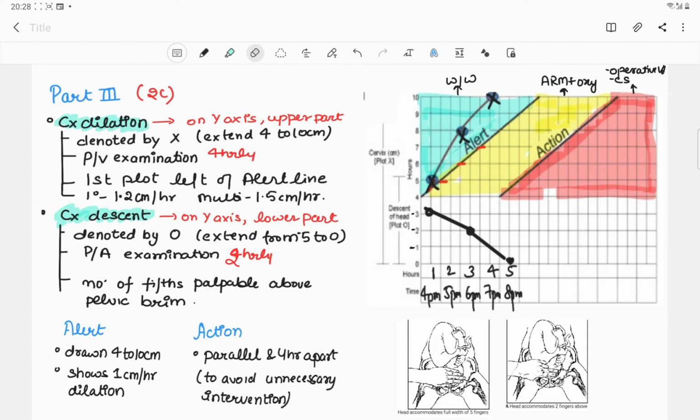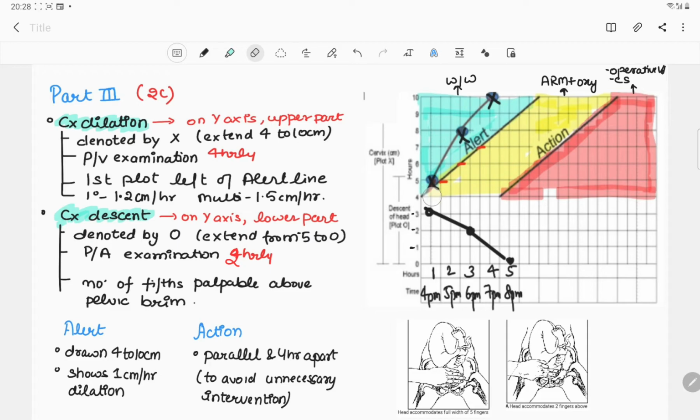C1 is cervical dilatation. It is plotted on the y-axis in the upper part. It is denoted by X and extends from 4 to 10 cm. Measured on per vaginal examination every 4 hourly. And the first plot is always marked on the left of the alert line.